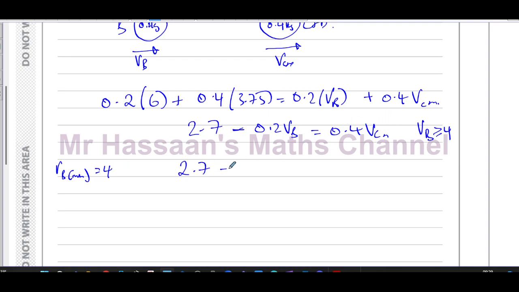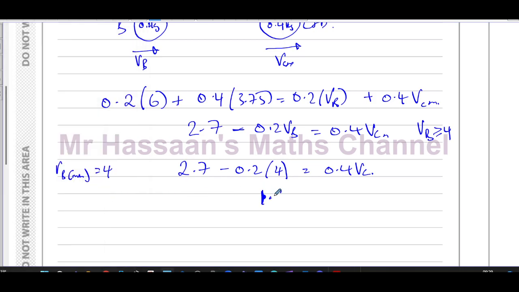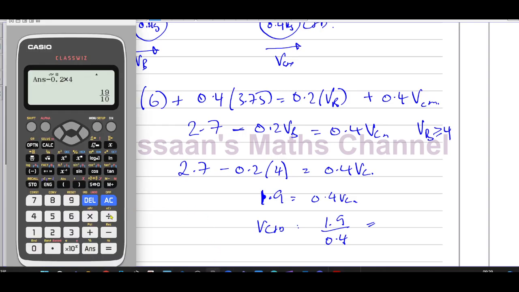C plus D together. So you have 2.7 minus 0.2 times 4 equals 0.4 times the velocity of C. So we'll work out what that is now. So we have 2.7 minus 0.2 times 4, which gives us 1.9. So you have 1.9 equals 0.4 VC. So the velocity of C and D together is going to be 1.9 divided by 0.4, which gives us 19 over 4, which is 4.75.